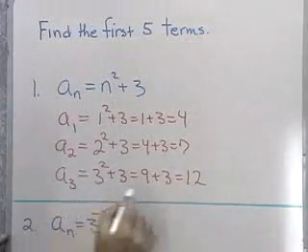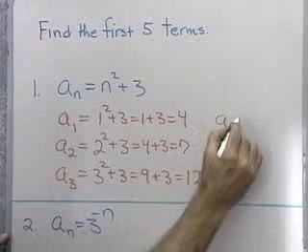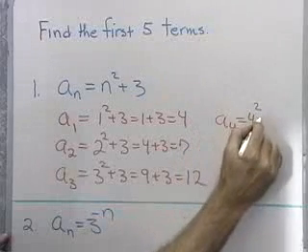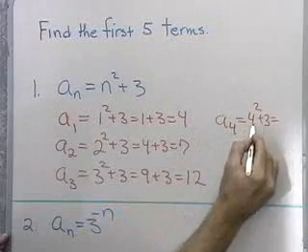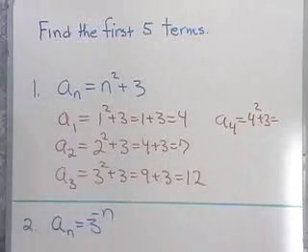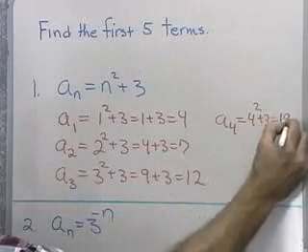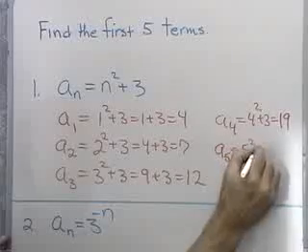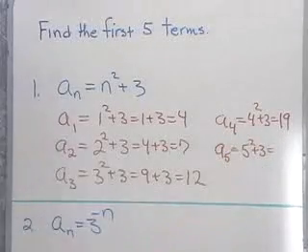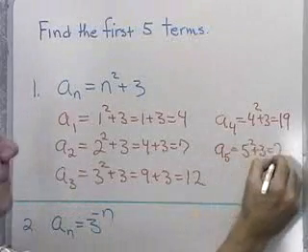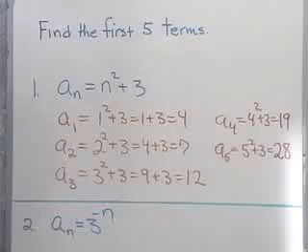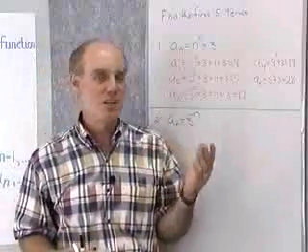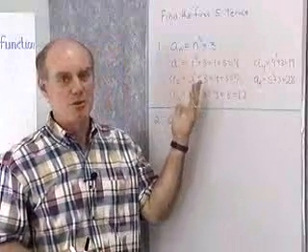Now let's see, a sub 4 is going to be 4 squared plus 3, that's 16 plus 3, that's going to be 19. And a sub 5, the fifth term, 5 squared plus 3, 25 plus 3, which will be 28. Okay, so as far as writing the first 5 terms of a sequence, when you're given the general term, it's really a pretty easy process.